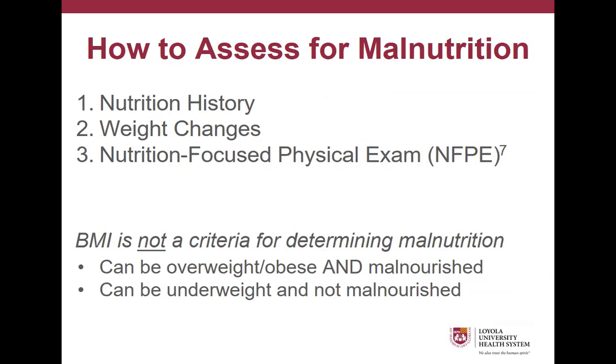And so as dietitians, how can we assess for malnutrition? Obviously, we don't have that lab. And unfortunately, we don't really have any objective lab markers to use. And so it's a combination of subjective and objective data.